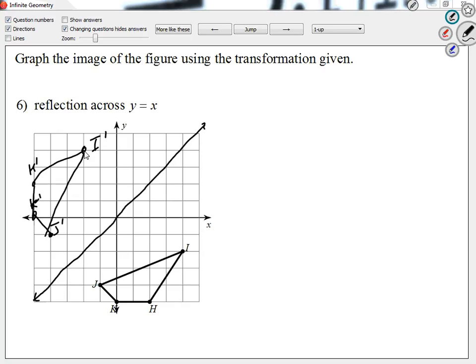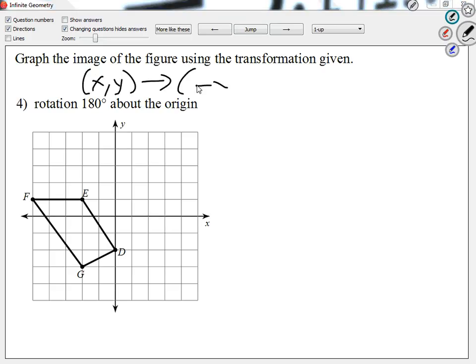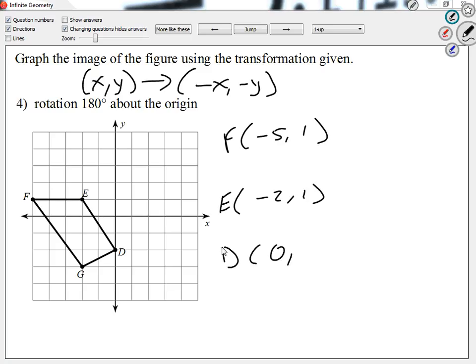Can you do number 4? Number 4. So, rotation of 180 degrees. This one, I remember the rule. It says (x, y) becomes (negative x, negative y). So let me get the coordinates of each point right now. My point F is (-5, 1). My point E is (-2, 1). My point D is (0, -2). And my point G is (-2, -3).